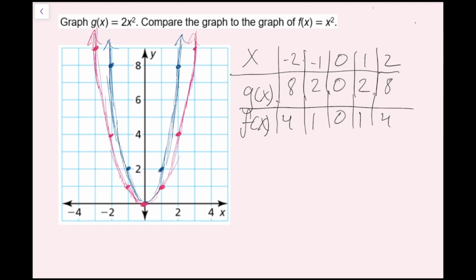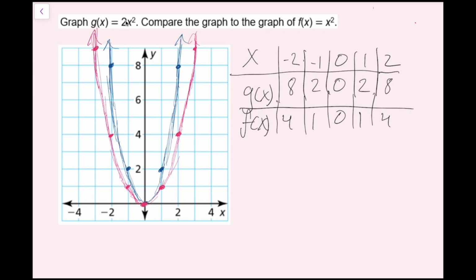If you wanted a perfect graph, you would use a computer or some sort of digital tool to help you do that. Anyway, now we need to compare these graphs. We've graphed them both, now let's compare them. Well, if you notice, I have a 2 being multiplied by my parent function. My parent function is x squared, and now I'm just multiplying it by 2.